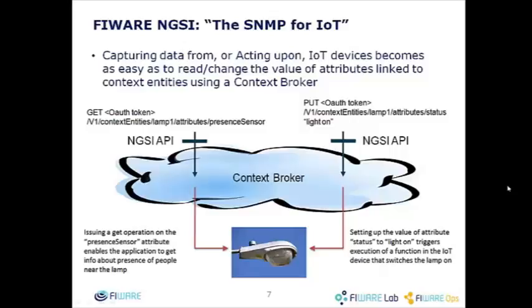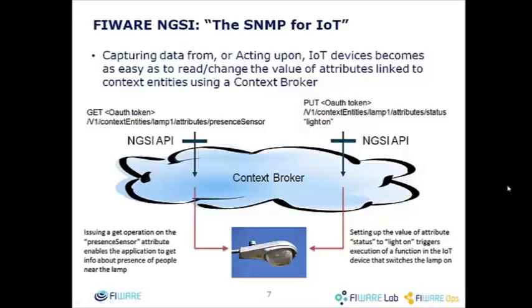NGSI stands for Next Generation Standard Interface, and it's used by all the FIWARE enablers to connect among each other. It's the API that you use to send the data back and forth between the different entities and systems through the context broker. This works on top of the HTTP protocol, so it's a standard interface, and it's a really light one.